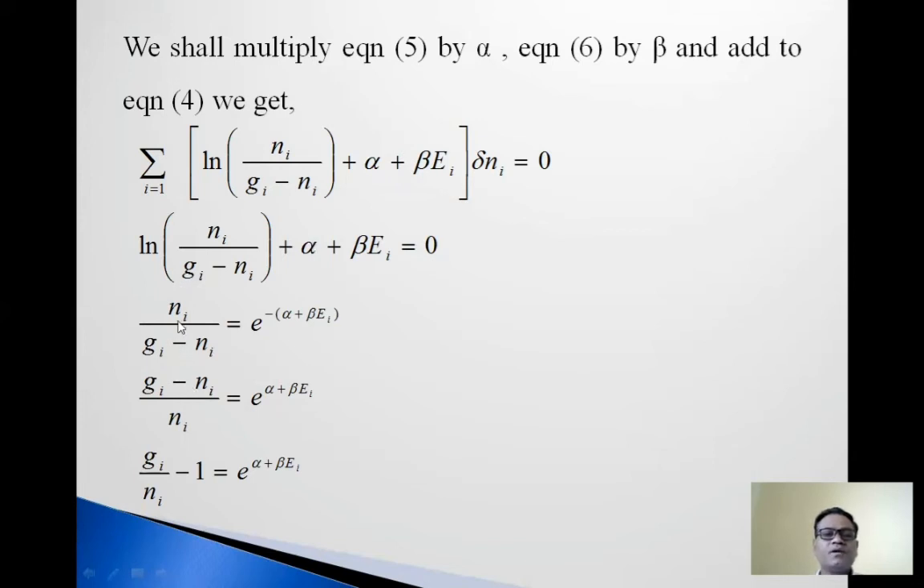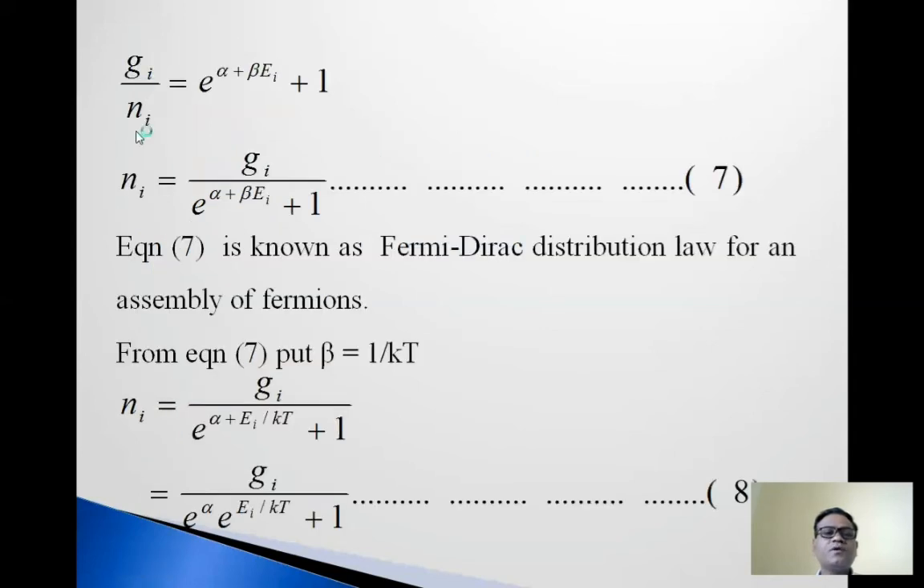So ni upon gi minus ni is equal to e raised to minus alpha plus beta Ei. We have removed this log sign. So here e raised to, this term is taken, so minus. So gi upon ni, invert this, is equal to e raised to plus alpha plus beta Ei, minus 1. So gi upon ni is equal to e raised to alpha plus beta Ei plus 1. So ni is equal to gi upon this term, e raised to alpha plus beta Ei plus 1, equation 7.